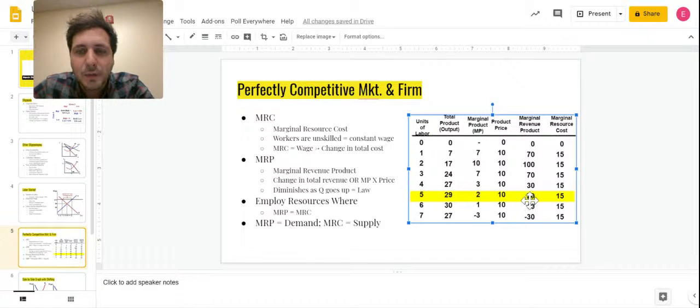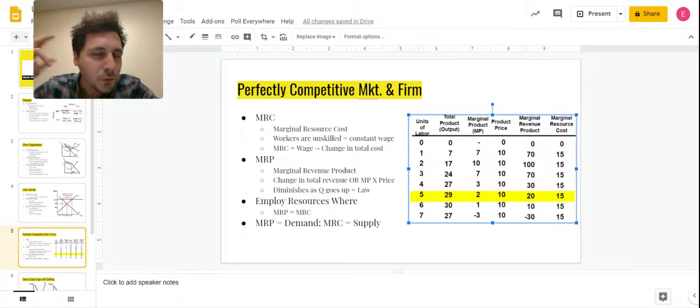So as I'm looking at this, it's going to be worker number 5. Because at worker number 5, my MRP is 20, my MRC is 15. They're close, right? But not equal. But if I go to the 6th worker, my marginal revenue product is 10, my marginal resource cost is 15. And so now my costs are greater than my revenue, so I'm not going to hire the 6th worker. I will end up with 5 workers. And that's really the end product of this whole analysis. We want to know how many workers this firm should hire. And that's how you do it in chart form.